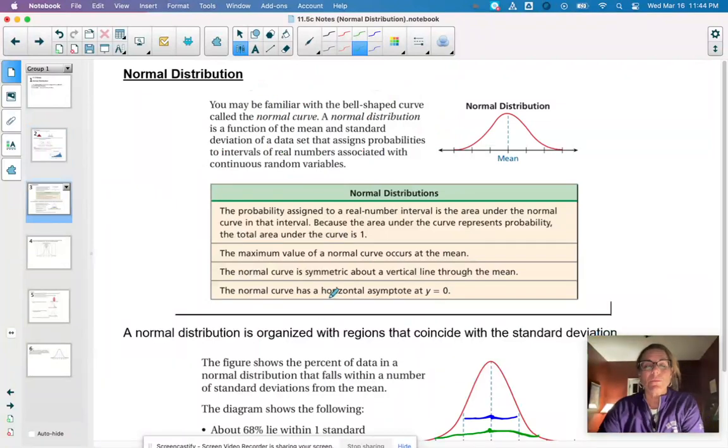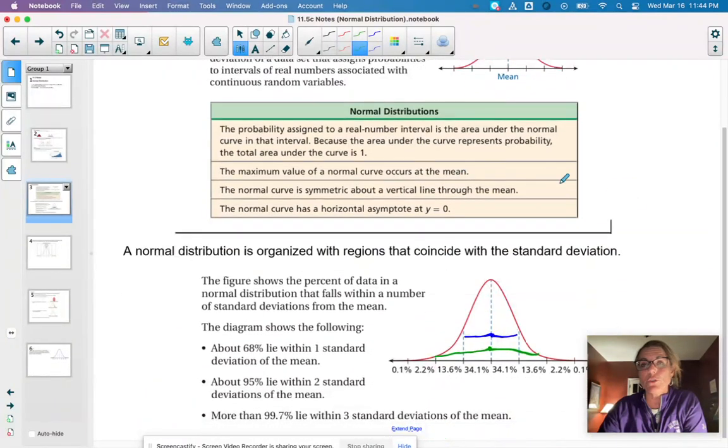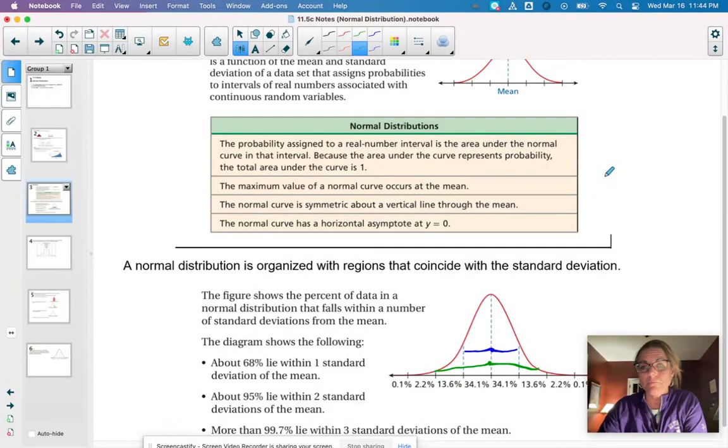Normal distribution. You may be familiar with the bell-shaped curve called the normal curve. A normal distribution is a function of the mean and standard deviation of a data set that assigns probabilities to intervals of real numbers associated with continuous random variables. Here are some properties of the normal distribution. The probability assigned to a real number interval is the area under the normal curve. And because the area represents a probability, the total area under the curve is 1.